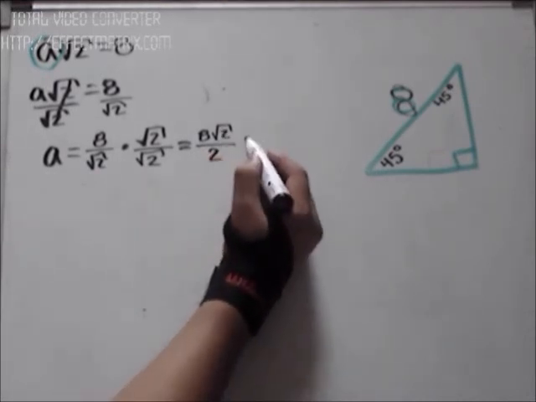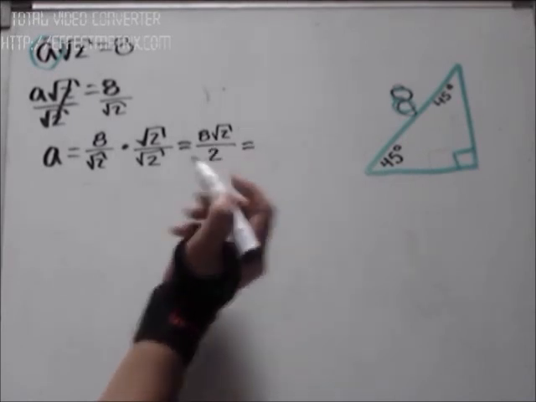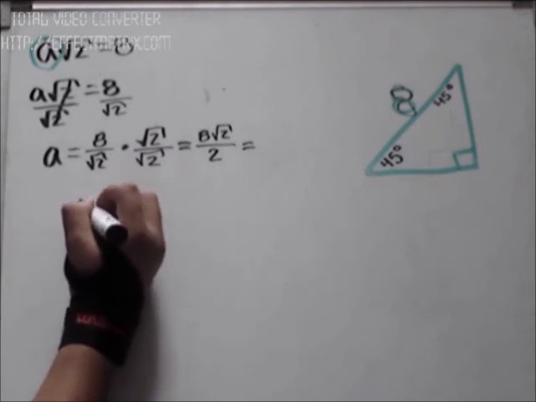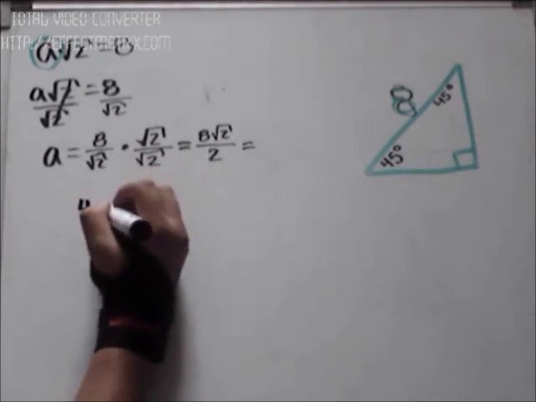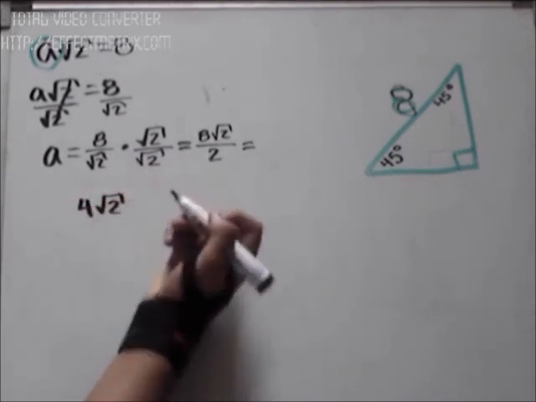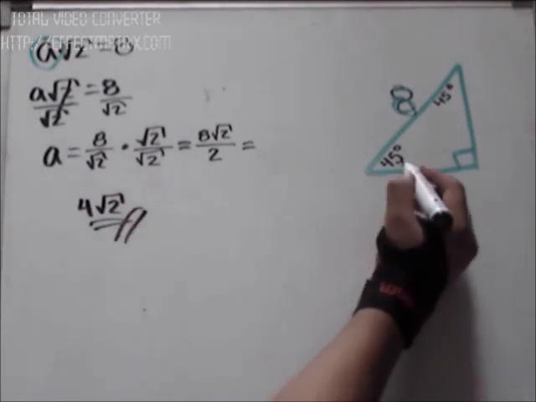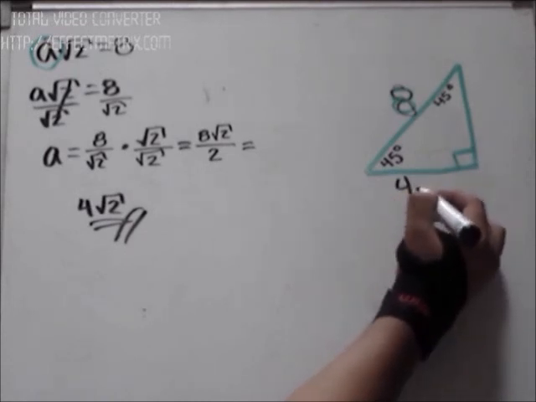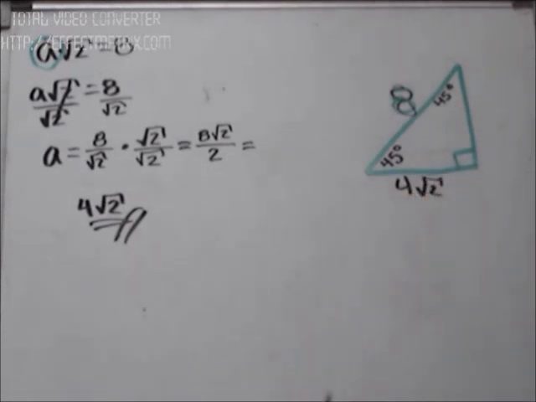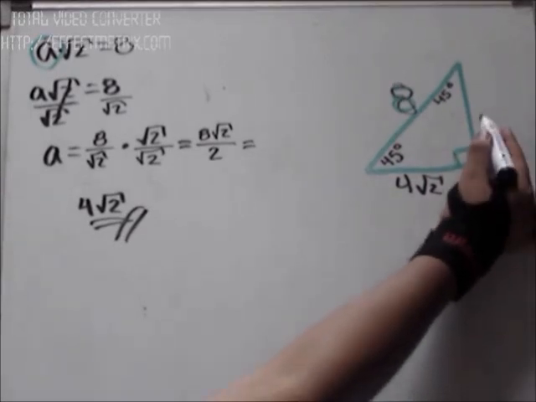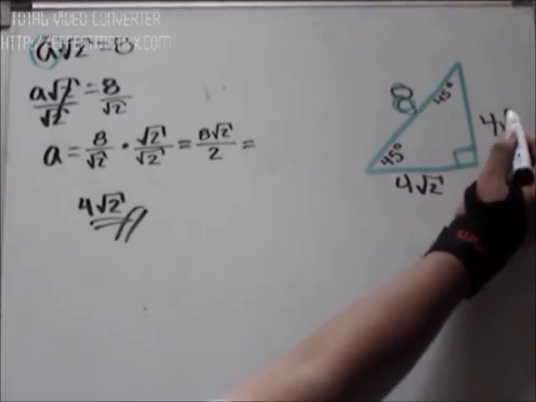And we can go much further in this operation, and 8 divided by 2 is 4. So we are left with 4 times the square root of 2. And this will be our final answer. So this side is equal to 4 times the square root of 2, and this side will also be equal to 4 times the square root of 2.